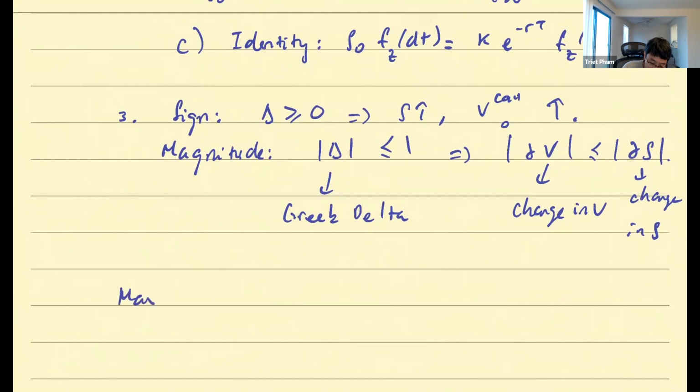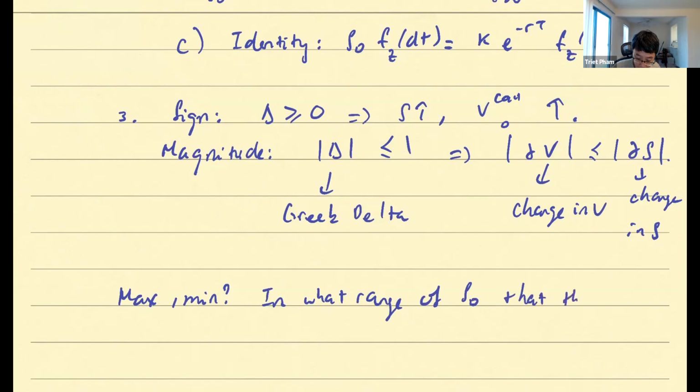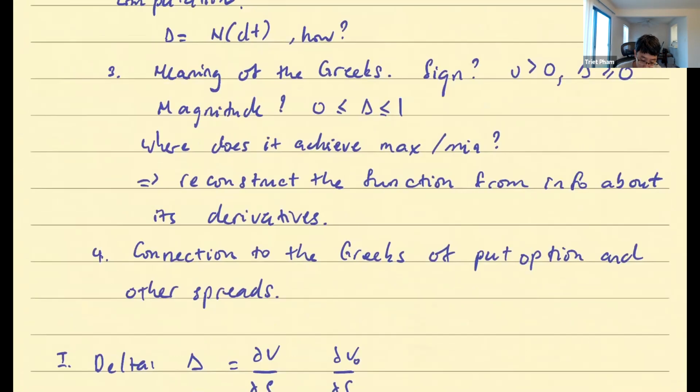What about the max-min part? Where is the call option most sensitive with respect to the stock price? What do you think? In what range of S0 is the call option most sensitive? And by the way, let me put this somewhere here in question 3.